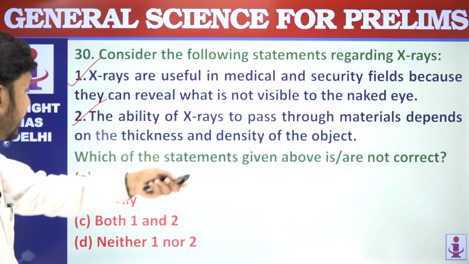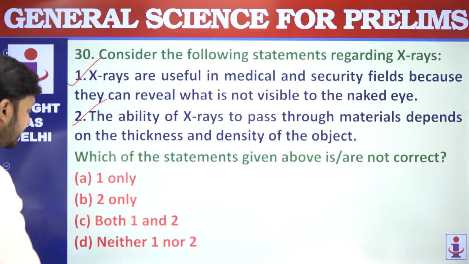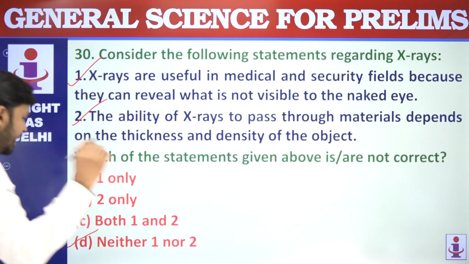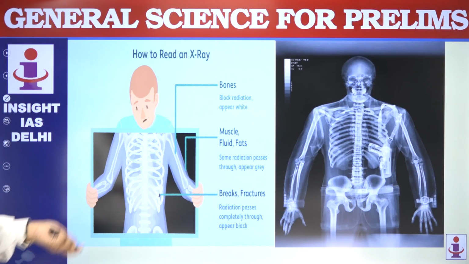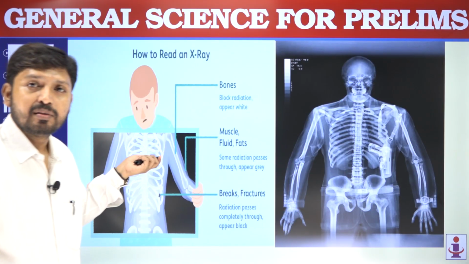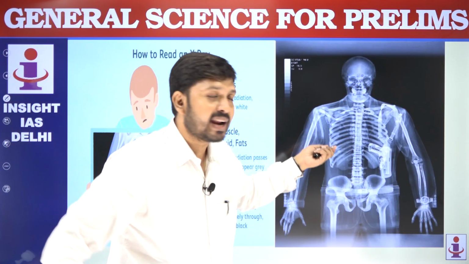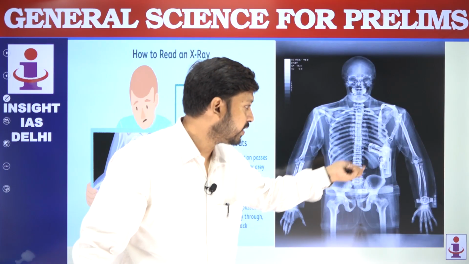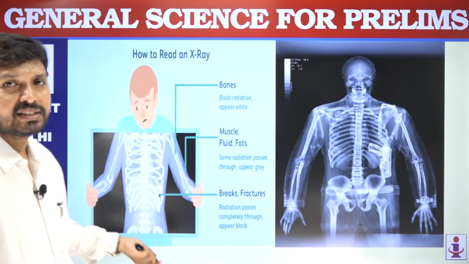And they are asking which of the following is not correct. Both statements are correct, so our answer will be neither 1 nor 2. If you see here, the bones look white in color because they are of higher density and they absorb the X-rays. In this case also, if you can see the gun, higher density will absorb, so we can see those things.